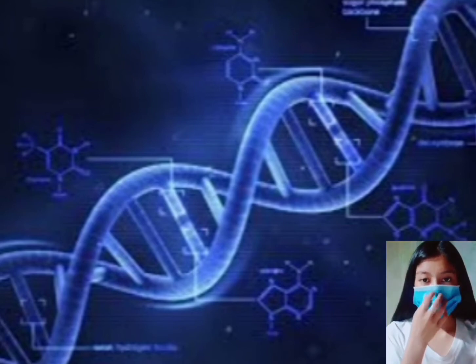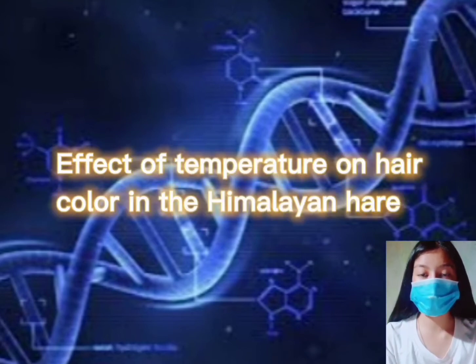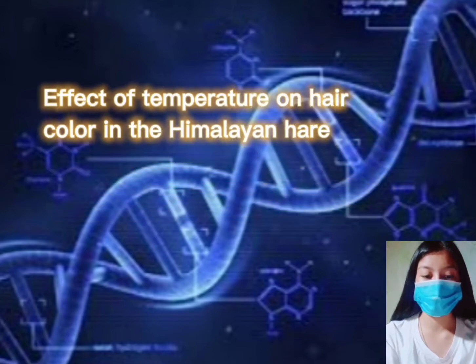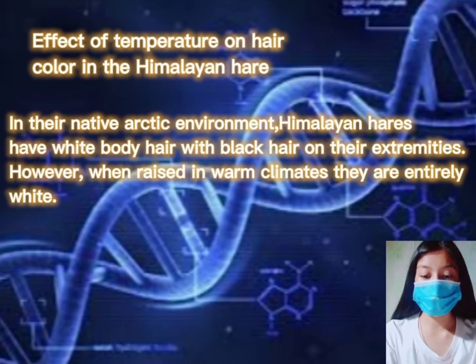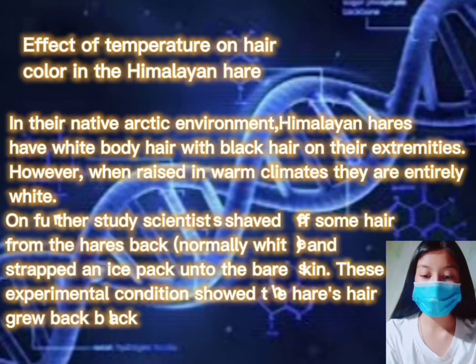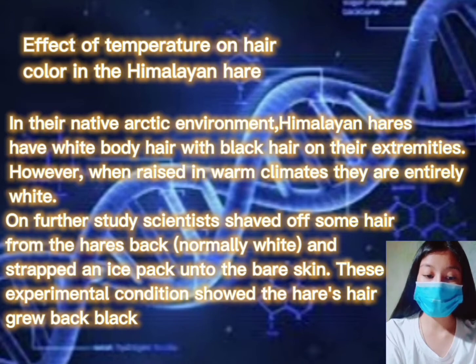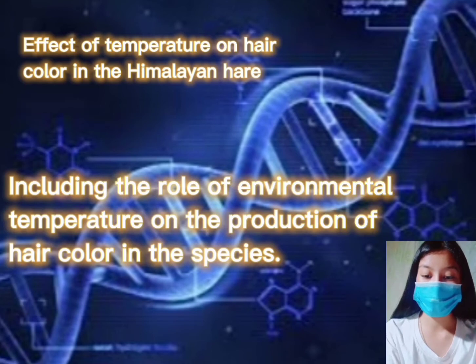The next example is the effect of temperature on hair color in Himalayan hares. In their native Arctic environment, Himalayan hares have white body hair with black hair on their extremities. However, when raised in a warm climate, they are entirely white. On further study, scientists shaved off some hair from the hare's back and strapped an ice pack onto the bare skin. This experimental condition showed that the hair grew back black, indicating the role of environmental temperature on the production of hair color in this species.